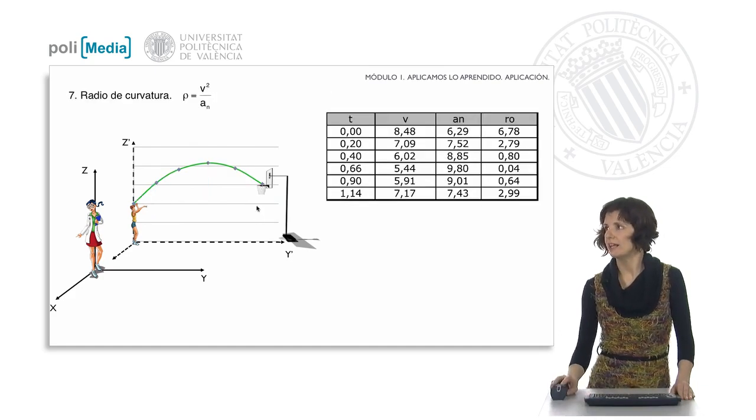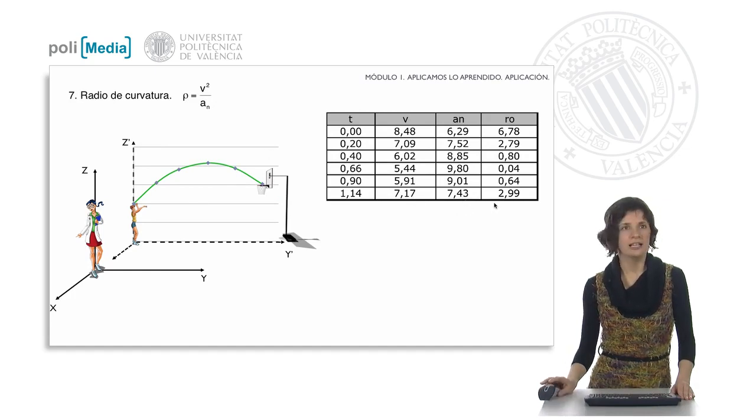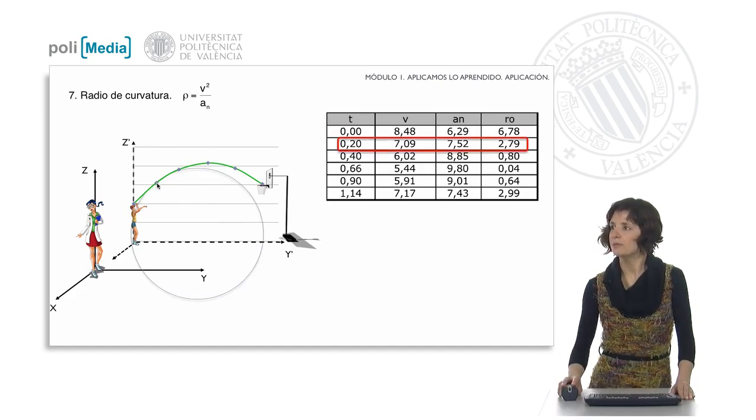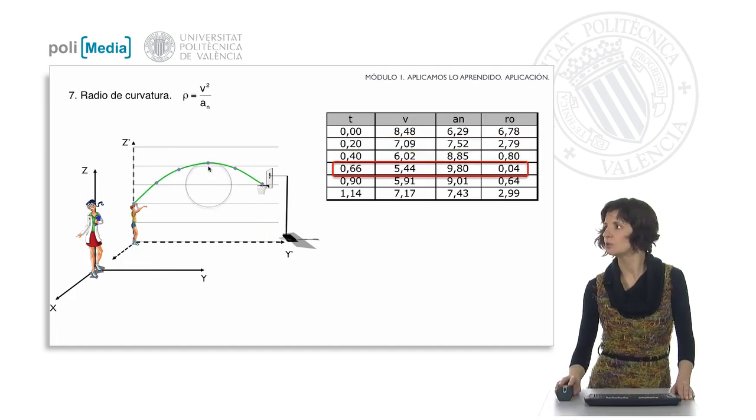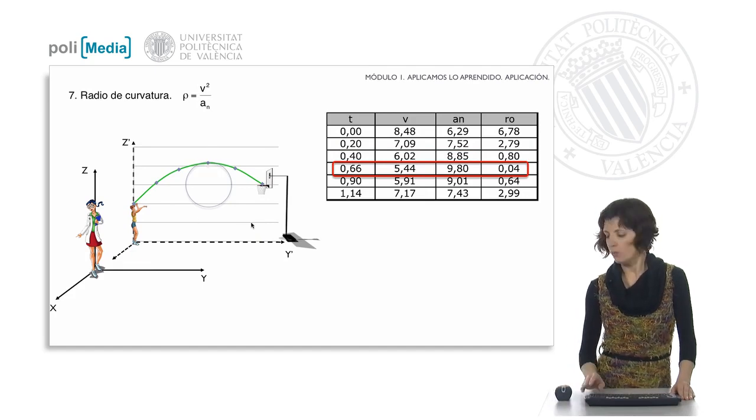Finally, we will calculate the radius of curvature as the magnitude of the velocity squared divided by the normal acceleration. From the values of the velocity and the normal acceleration, I obtain the radius of curvature at different instants of time. I can observe that at the beginning this radius of curvature is large. For example, at this instant of time, this is the circumference that best fits the trajectory at that point. Then it goes decreasing. We see that at that point of maximum height, this is the circumference that best fits the trajectory. Then it goes back and increases again.